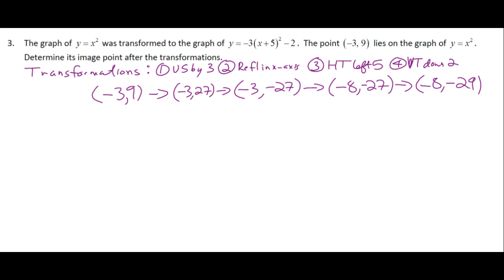Easy peasy. So list the transformations, right? Write it out in English, okay? What's going on here? And then just follow underneath, right? Or beside. You don't have space to go beside, so we're just going across this way. We start with negative 3, 9. A vertical stretch by a factor of 3 triples the y coordinate, right? Becomes 27. Reflect in the x. Now it's underneath. It's negative 27. Go left 5 and down 2, and there we are.